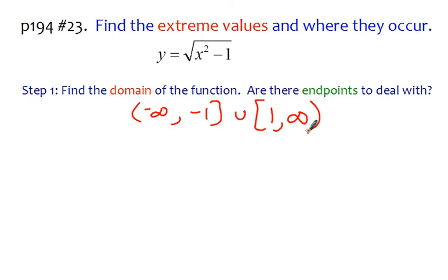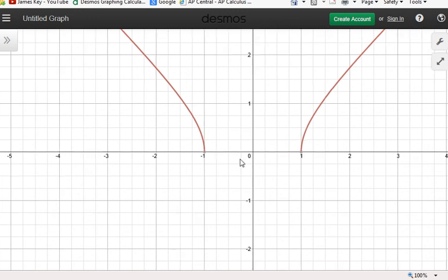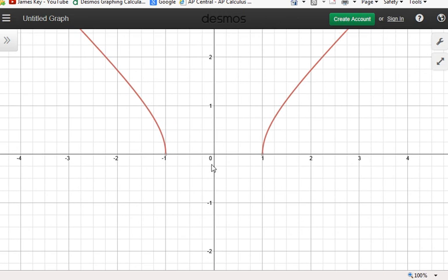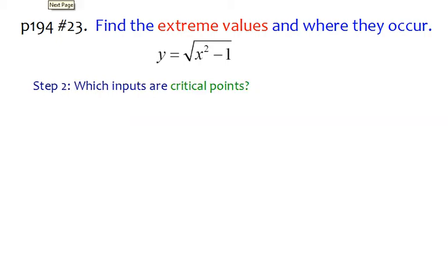Let's go ahead and just take a peek at the graph so that we can see that really is true. Inputs 1 and higher are associated with points on the graph. Inputs that are negative 1 or lower are also associated with points on the graph. If you look in between, you see no graph at all, because those are outside the domain. So just checking our work, and let's continue from there.